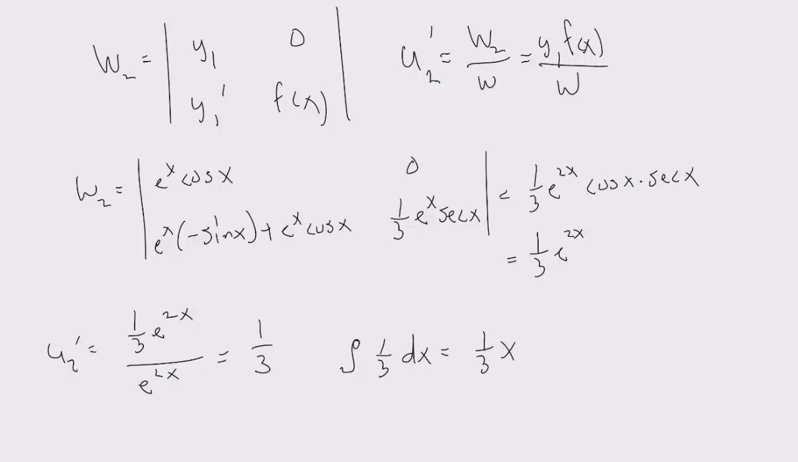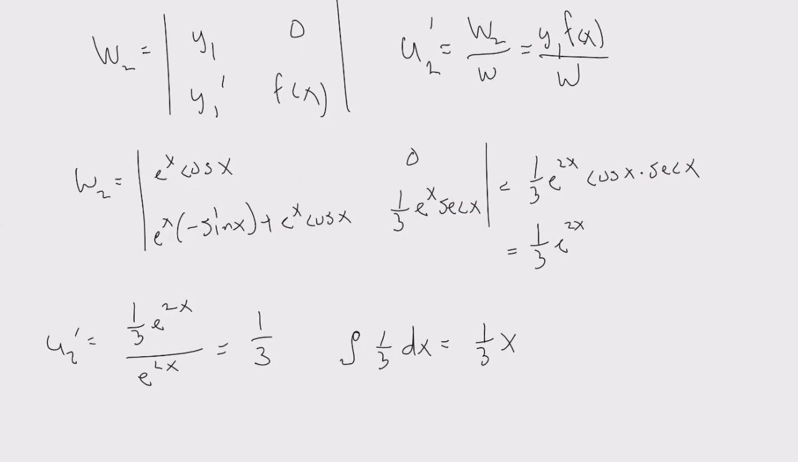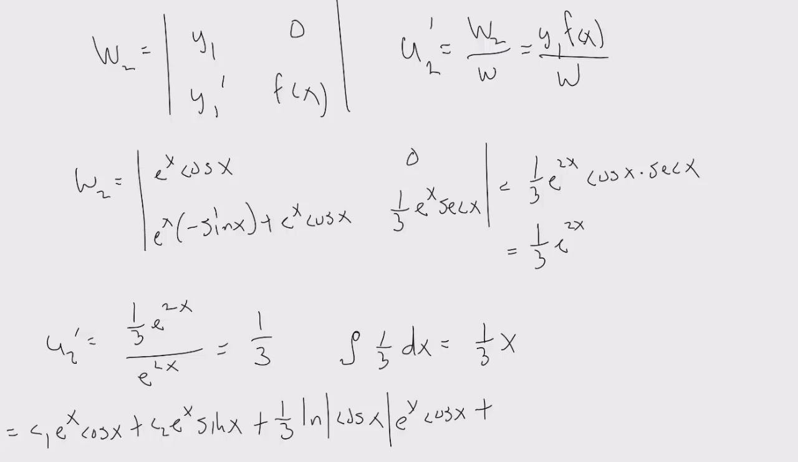And so now we can put all of this together. So our solution is going to look like C1 e to the x cosine x plus C2 e to the x sine x plus 1/3 ln cosine x e to the x cosine x plus 1/3 x e to the x sine x. Whew, say that 5 times fast.